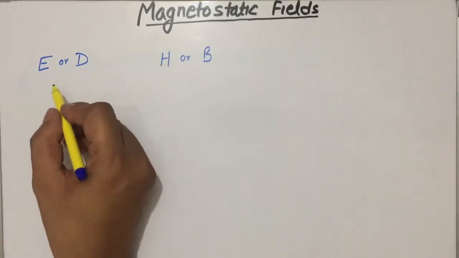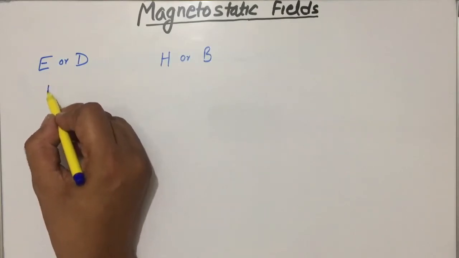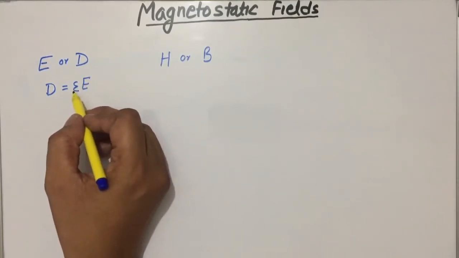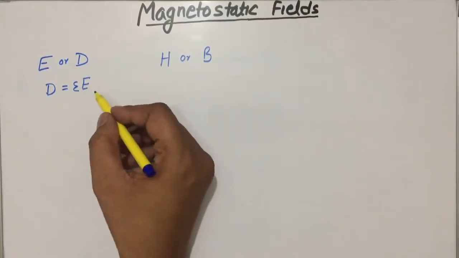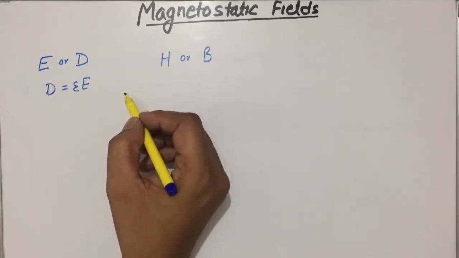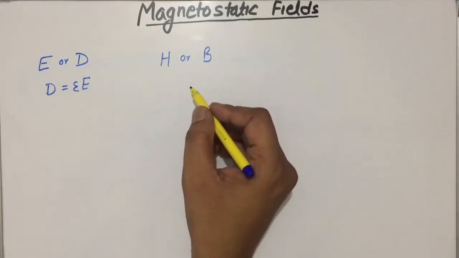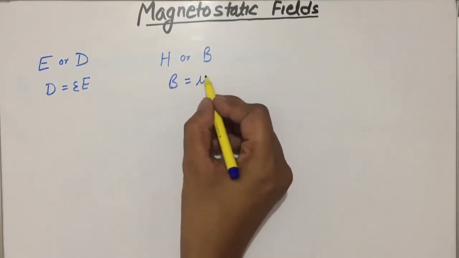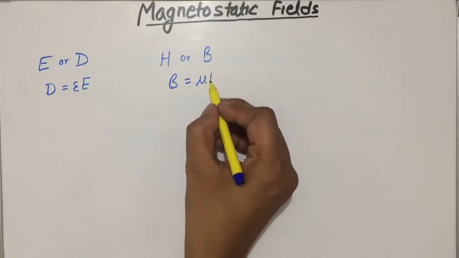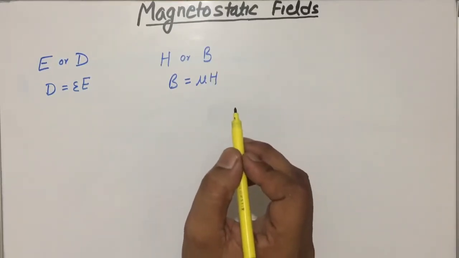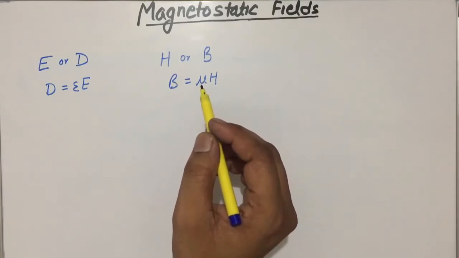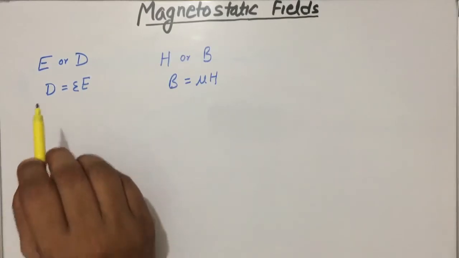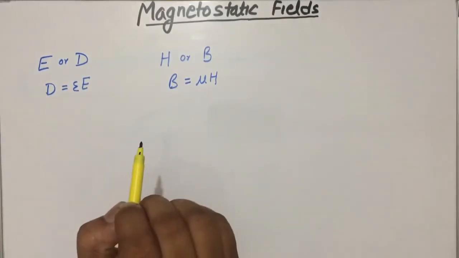As in the electric field, E and D are related like D is equal to epsilon E for a linear isotropic material. In the same way, H and B are related according to B is equal to permeability times intensity. So in this way we will find many similarities and some dissimilarities between electric field and magnetic field.